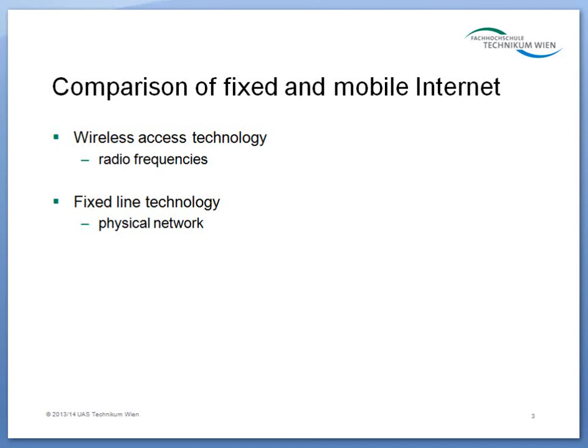In general, broadband access technologies can be classified in two groups: the wireless access technology and the fixed line technology. Wireless access uses radio frequencies to provide a connection between the customer's equipment, which is usually a Wi-Fi router, and the network of the network provider. The fixed line access technology communicates via a physical network that provides a direct wired connection from the customer's equipment to the internet service provider.